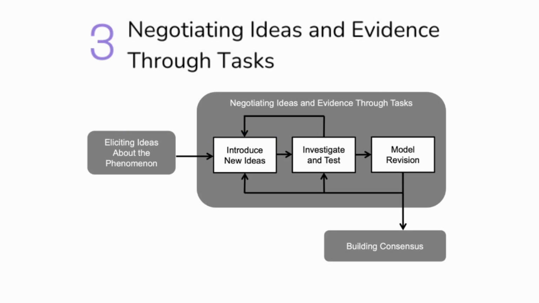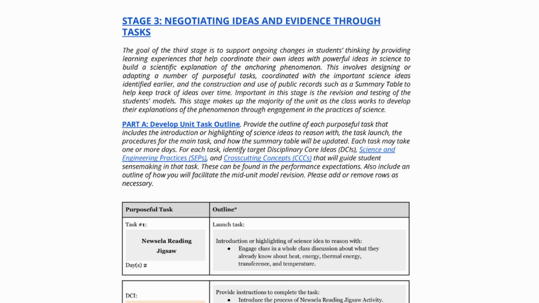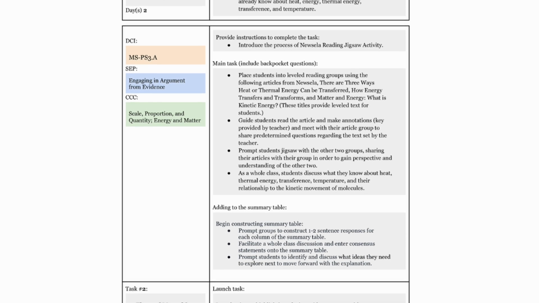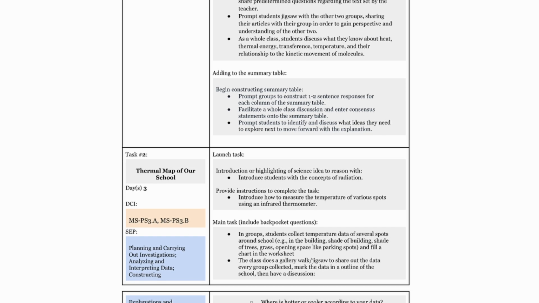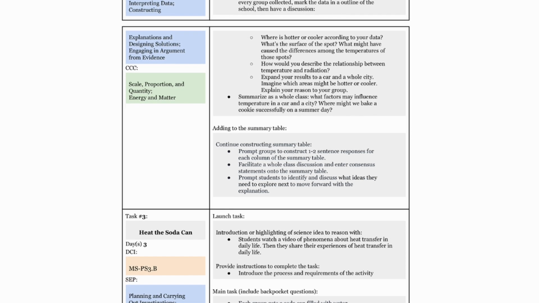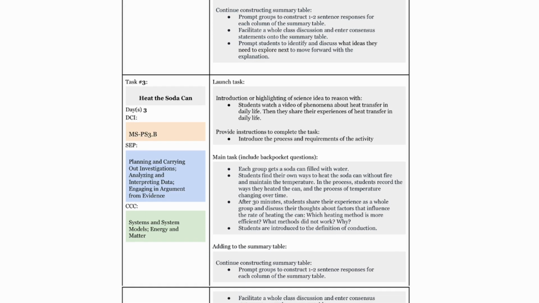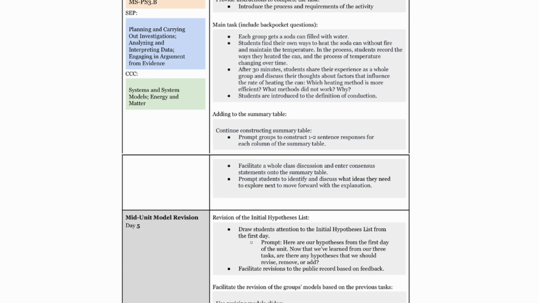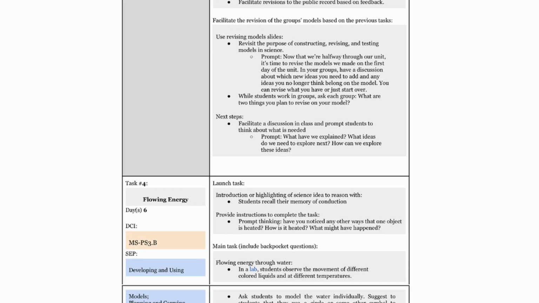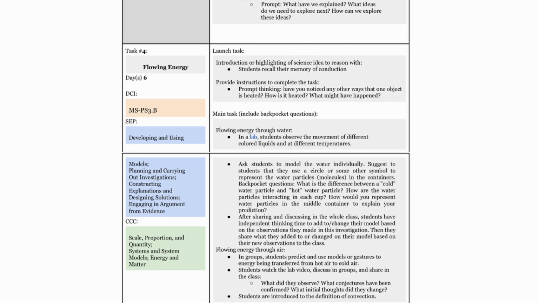Stage 3. Negotiating ideas and evidence through tasks. This is the heart of the unit, where students investigate questions, test their models, and gather evidence through purposeful tasks. Each task is aligned with a core science idea and coordinated using a summary table. In the example units, students conduct an infrared thermal mapping investigation around their school, heat soda cans using solar radiation to study conduction, observe convection in water and air using colored liquids, use simulations to understand how car windows trap infrared radiation, and investigate how race, income, and urban infrastructure influence who is most affected by extreme heat.